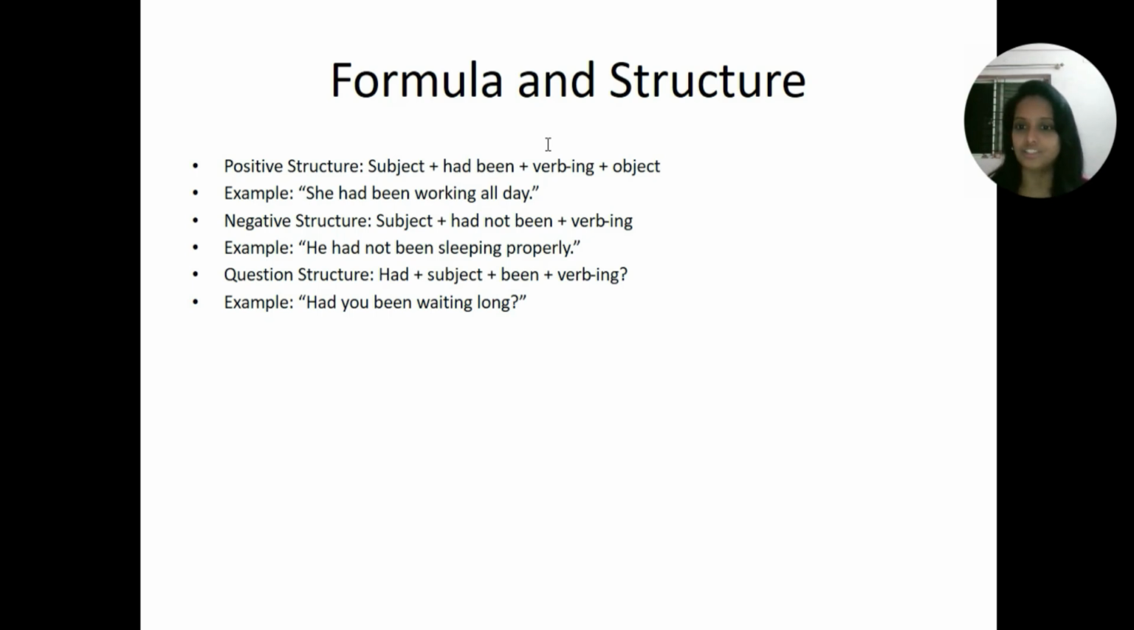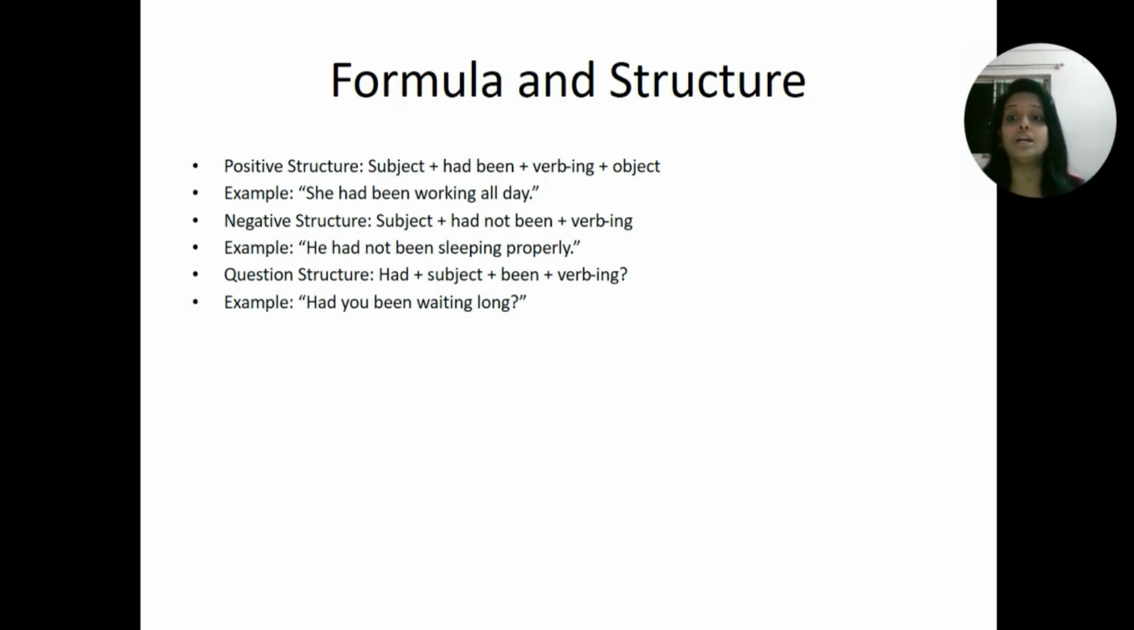It never changes, right? When you see the negative structure, it is subject plus had not been plus verb ing. Examples, he had not been sleeping properly. They had not been attending classes regularly. We had not been practicing enough. So, in short form, you know, right? Like when we say had plus not, it's hadn't. So, she hadn't been feeling well.